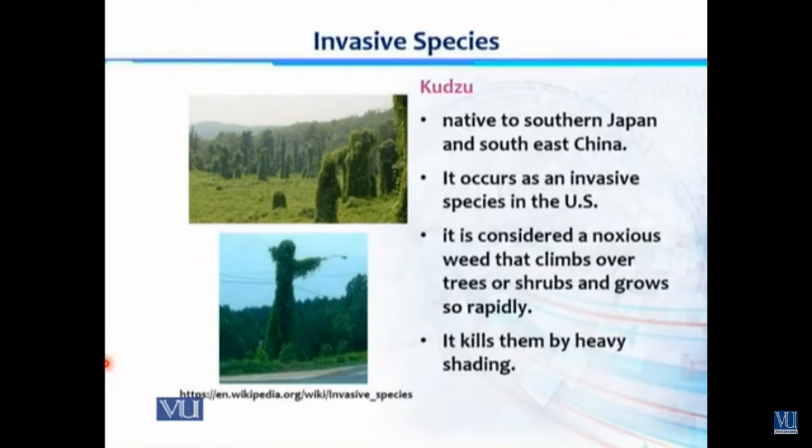It results in shading. So once all the plants, all the trees, are covered by a thick layer of kudzu, they can't get sunlight easily because there is no penetration of light. So resultantly native species which are wrapped up by the kudzu, they would die.